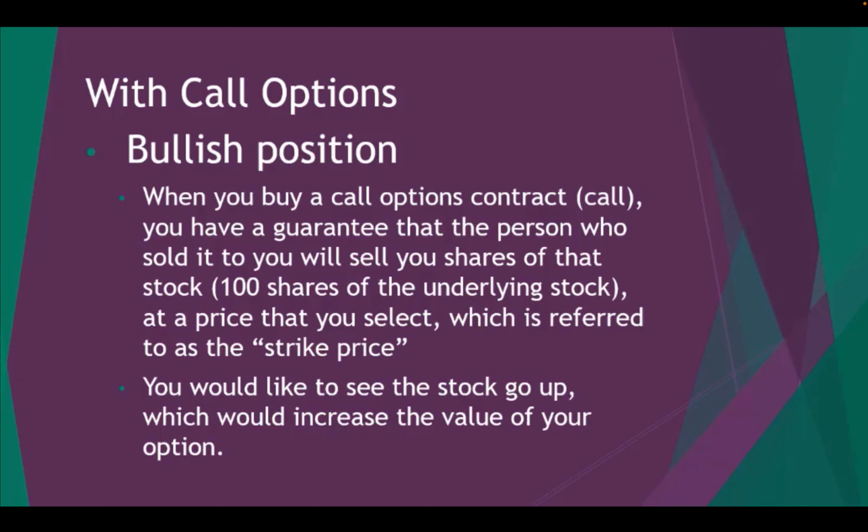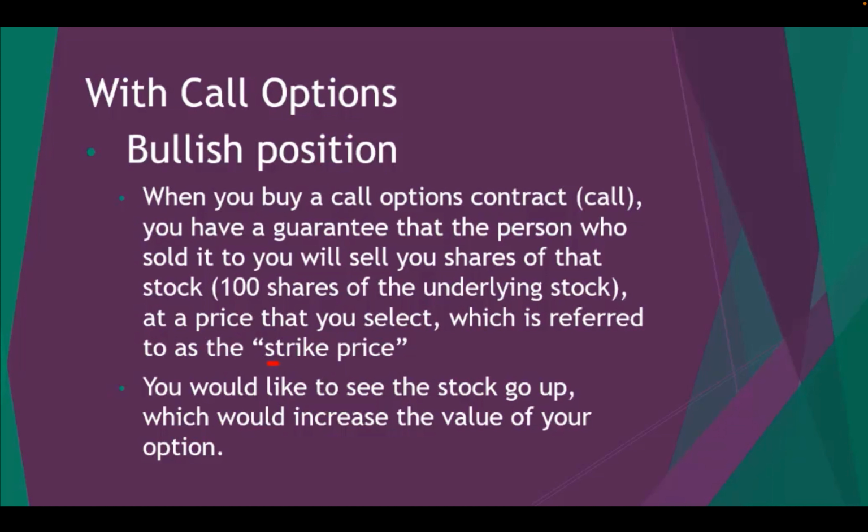So you buy a call option, you have a guarantee that the person selling it to you will sell you those shares if you choose to exercise it, which we already know now you're not going to. But it is a guarantee that they will sell you those 100 shares, if it's one option, 100 shares of that underlying stock at the price that you select.